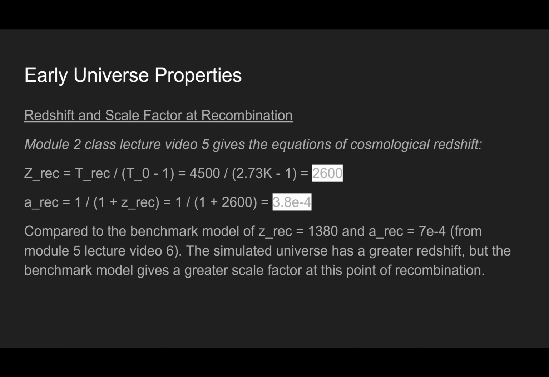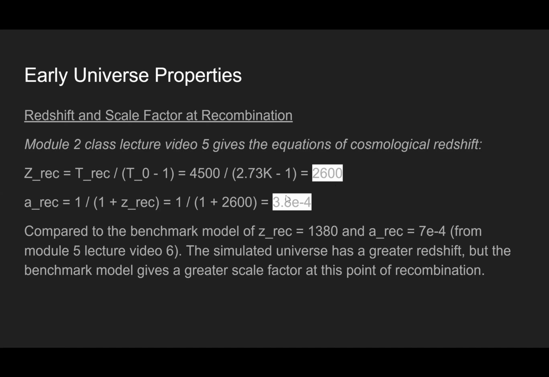Next, looking at the redshift and scale factor at recombination. Module 2, class lecture video 5 gives us the equation of cosmological redshift, which is the redshift is the temperature of recombination divided by the temperature of the CMB today, minus 1. Plugging that in, you get 2,600 for the redshift at the time of recombination.